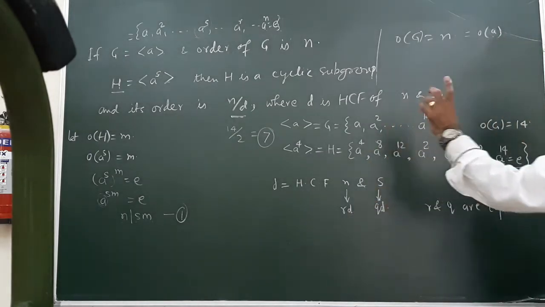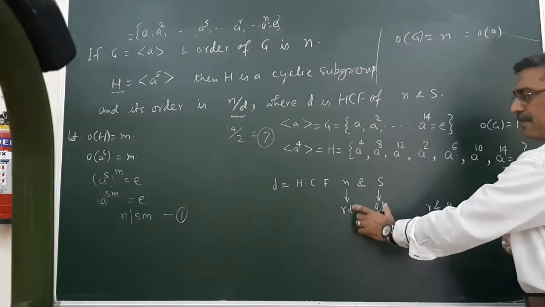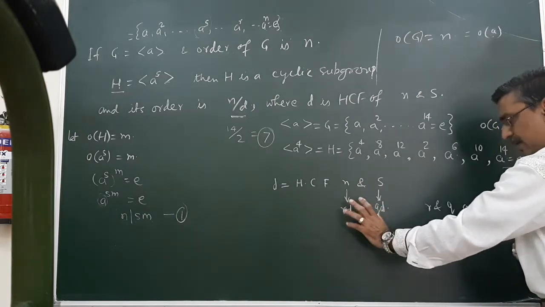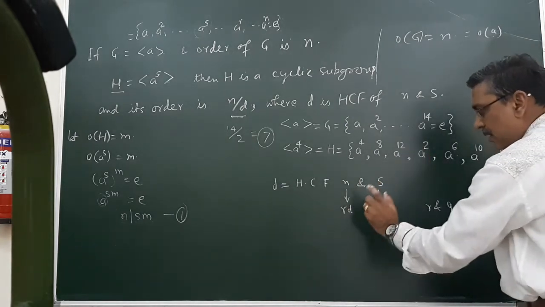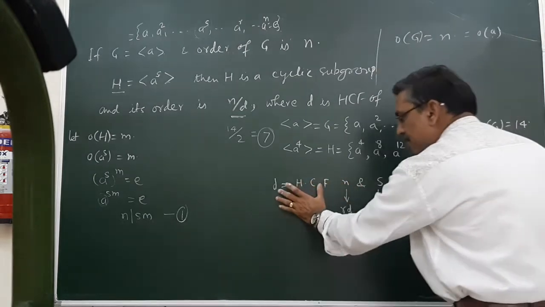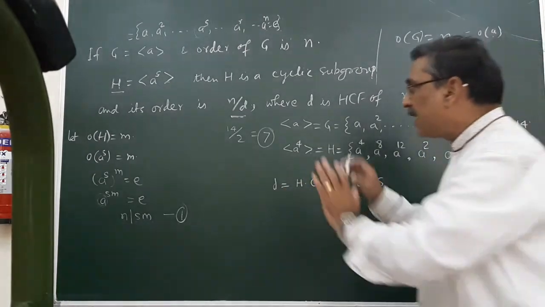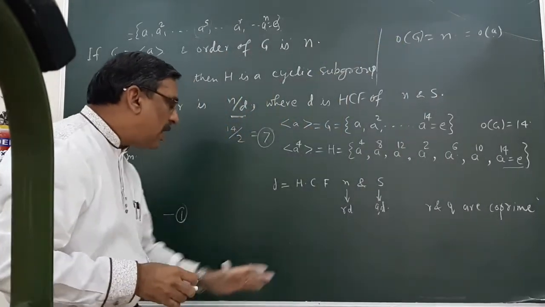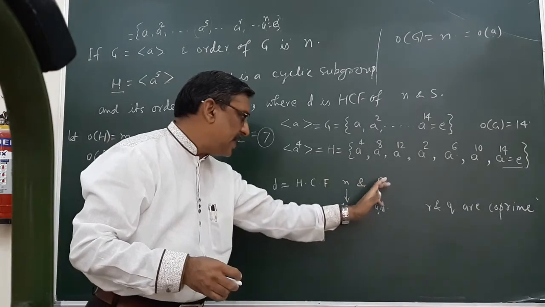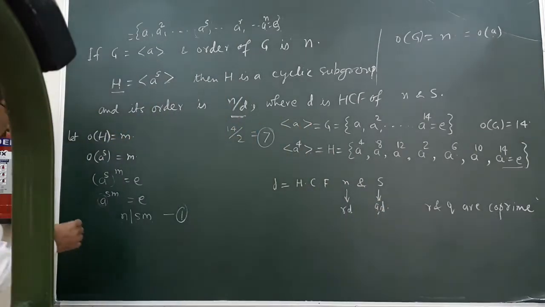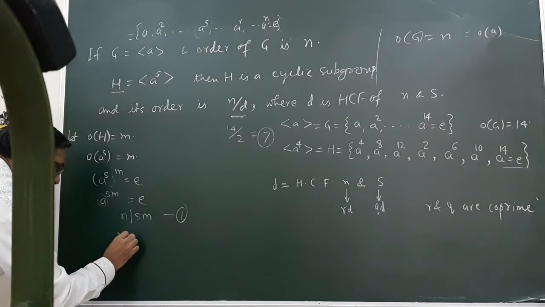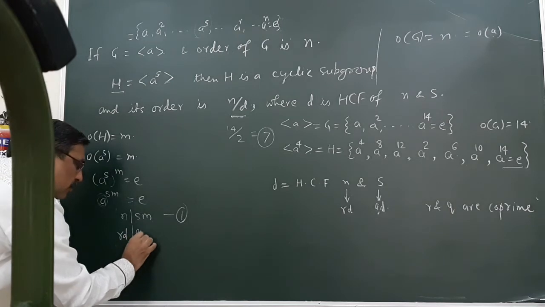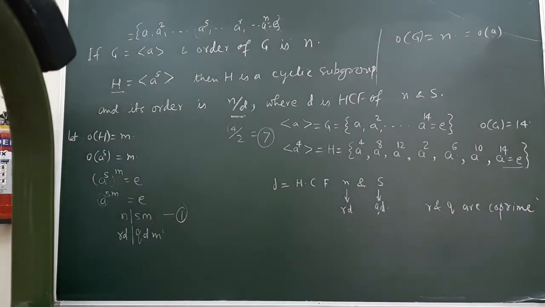R and Q are co-prime. So D is the HCF. Naturally, R and Q are co-prime, then there will be no common factor except one. So D is the HCF in this case. We are given D is the HCF of N and S. So I took N as RD and S as QD. Now with N as RD and S as QD, D cancels out.